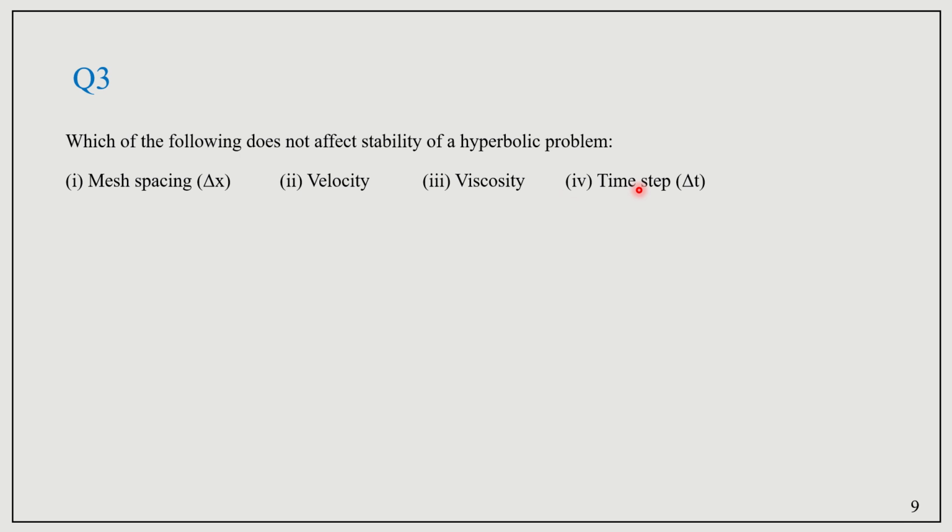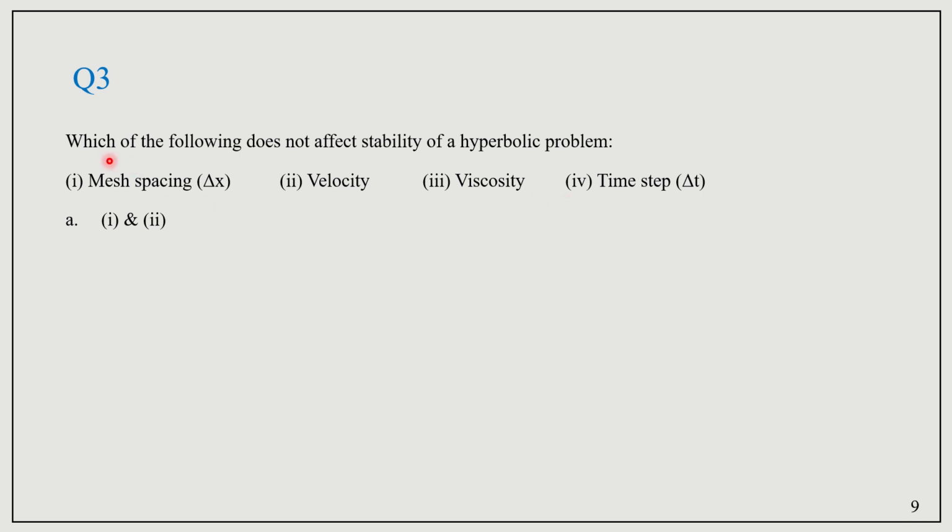So the third one is false, and the fourth one is time step. Again, delta t plays a major role over here. So 1, 2 and 4 is the right answer. That is, mesh spacing, velocity and time step affect the stability of a hyperbolic problem.